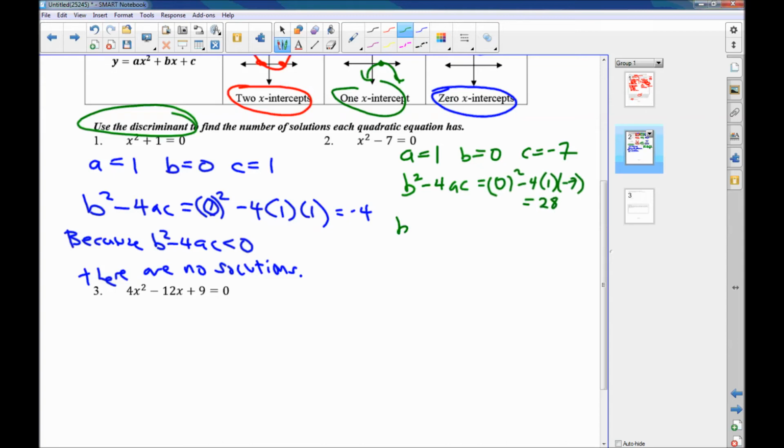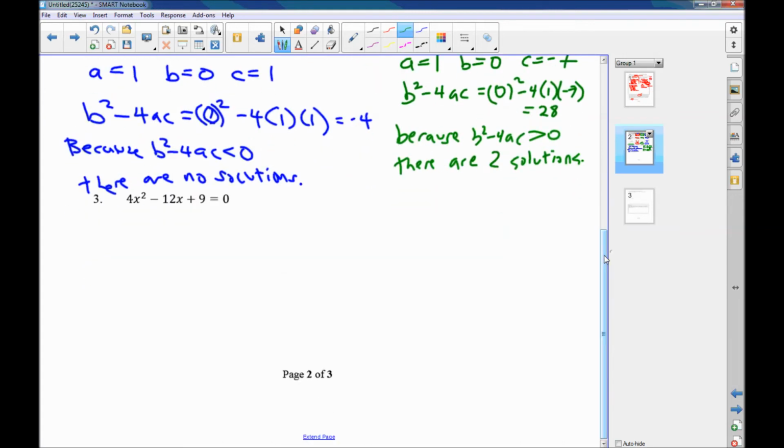Okay, and then because B squared minus 4AC is greater than 0, there are 2 solutions. There'd also be 2 zeros or 2 x-intercepts. Okay? And in our last one here, the A is 4, the B is negative 12, and the C is 9. So we plug into our discriminant formula again, B squared minus 4AC.